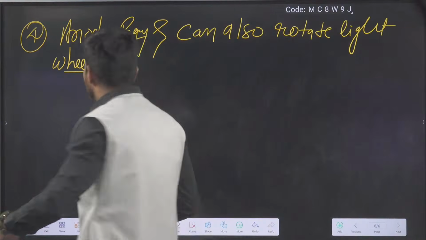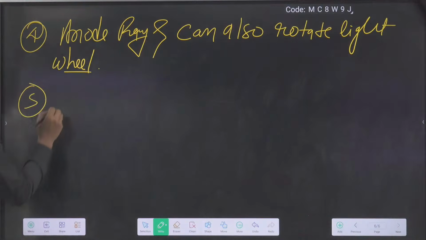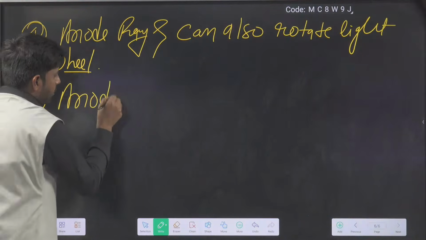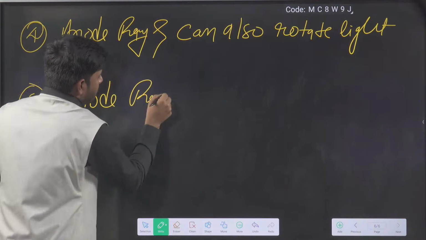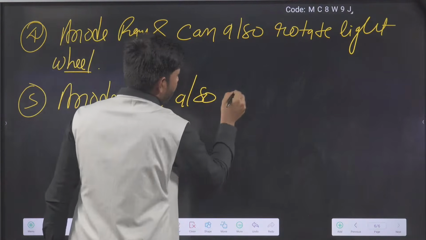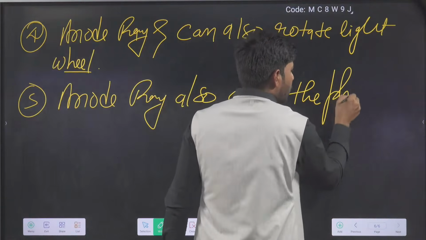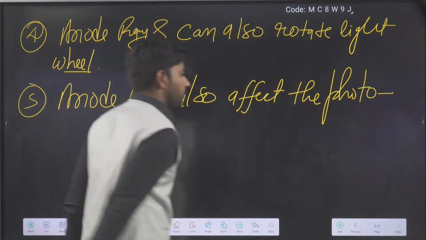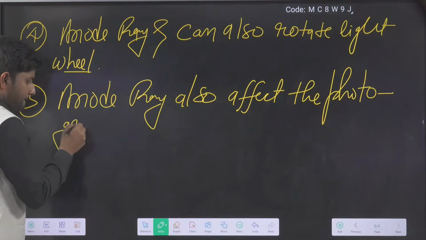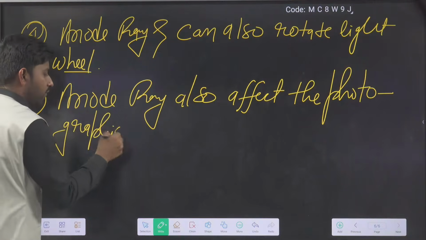This observation you know. Fifth, anode rays also affect the photographic plate.